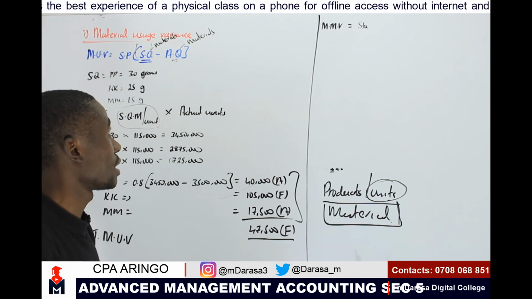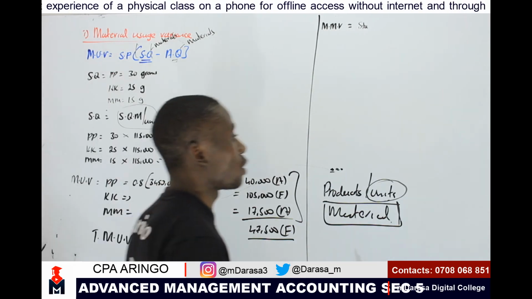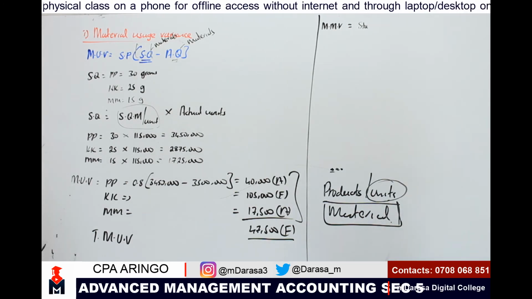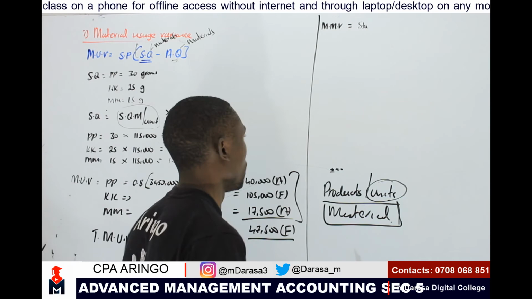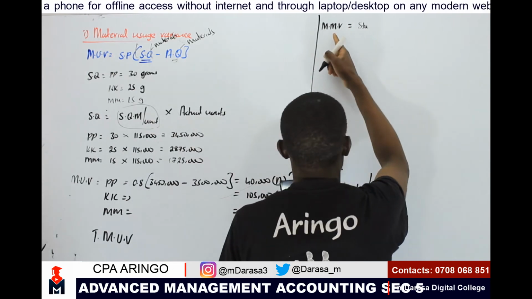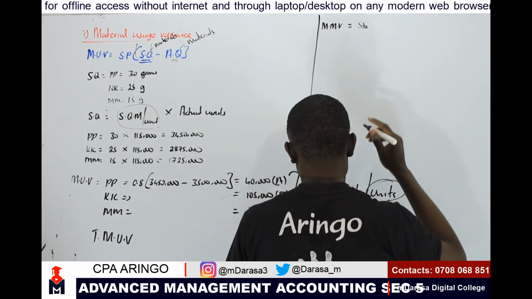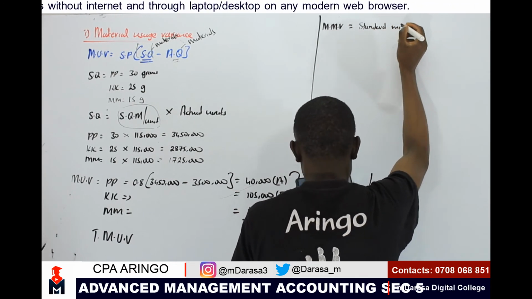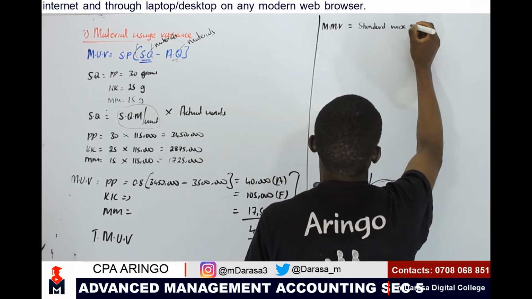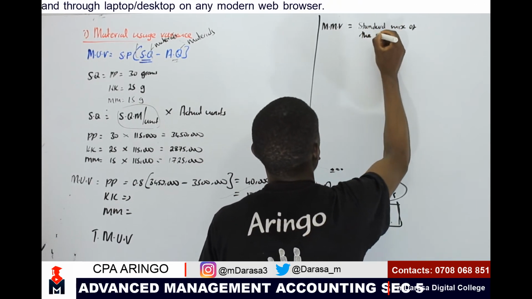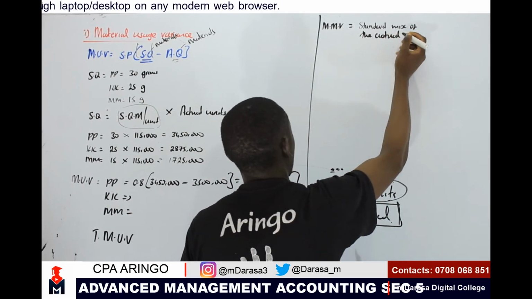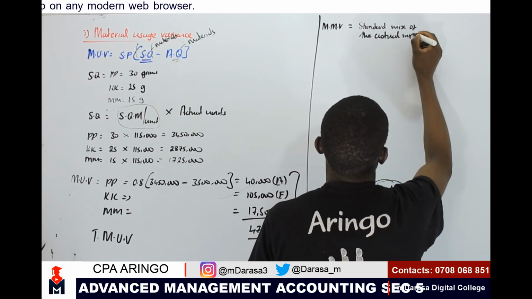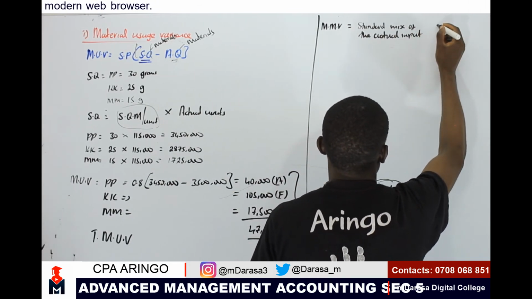Okay, so having that, we say that a material mix variance, we noted that I'll be comparing the standard mix of the actual materials and, of course, the actual mix that we'll be having. So we are saying that MV, material mix variance, this is what we'll be having. I'll be having the standard mix, of course, of the actual input. Mark it well. Ikiwezekana hii formula andika na kalamu ya red. Standard mix of the actual input. And whenever I'm talking of input, these are the materials that we are talking about.